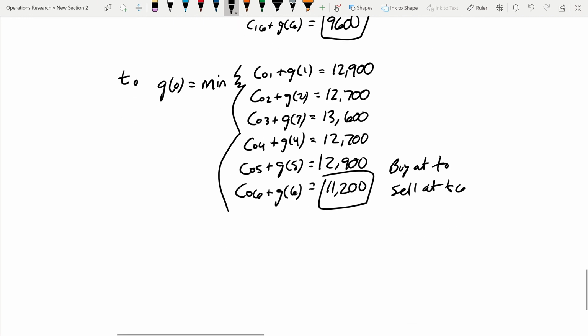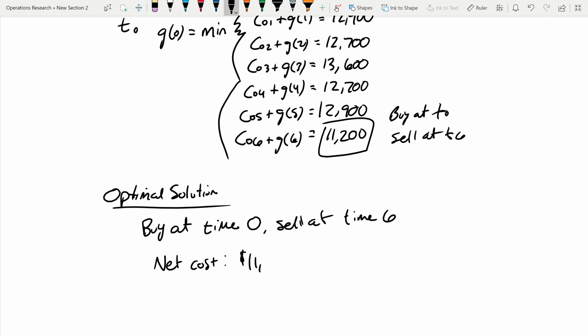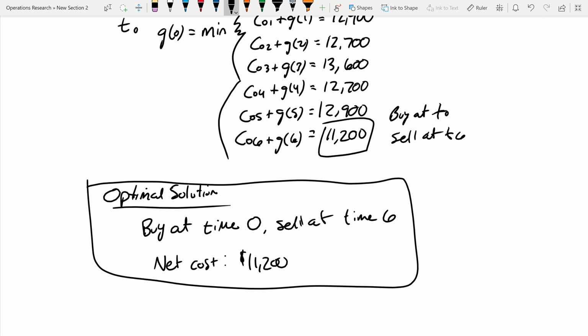So now to conclude this whole big problem, our optimal solution is just going to be buy at time 0, and then we're just going to sell at time 6. And this gives us a net cost of $11,200. And that wraps up section 18.5.